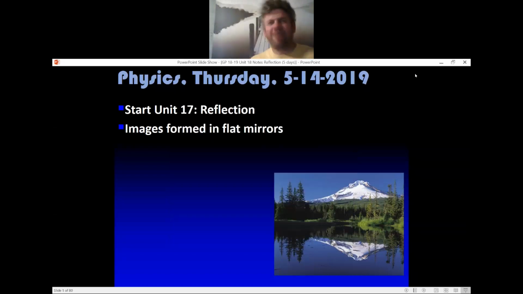Hey, welcome back. Kind of a dreary morning for us out there, it looks like, on this Thursday. We transition a little today.